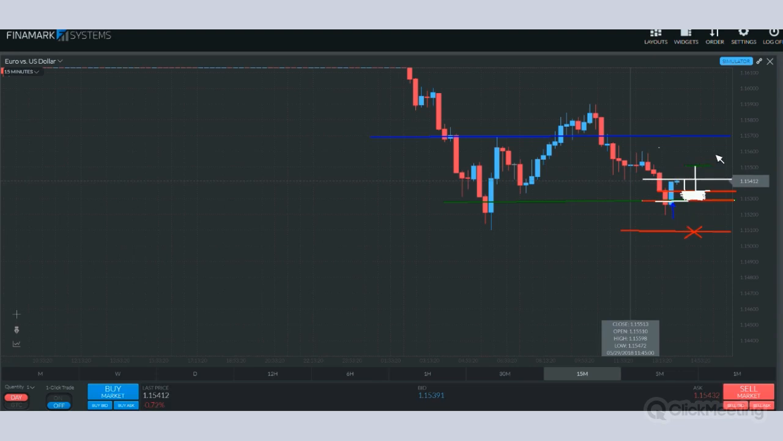So say price works all the way up to, let's redraw this a little bit. So once again, our goal was to get to the 1.1570, all right? And our entry point was down here at the 1.1530. All right.